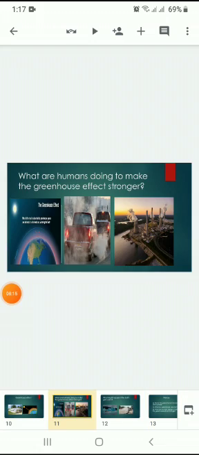What are humans doing to make the greenhouse effect stronger? Students, do you know that scientists think that humans are causing too much carbon dioxide to be released into the air? Carbon dioxide is released when we burn fossil fuels.